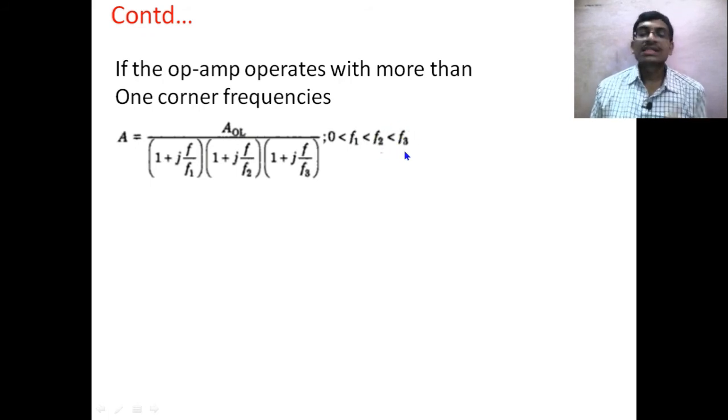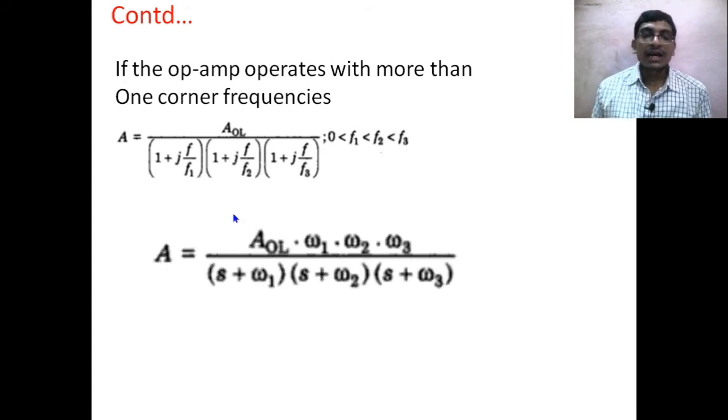So f3 is the biggest corner frequency, and this can be represented in the S domain. A is equal to AOL into omega 1, omega 2, omega 3, divided by S plus omega 1, into S plus omega 2, into S plus omega 3, where omega is the angular frequency of the operating frequency.